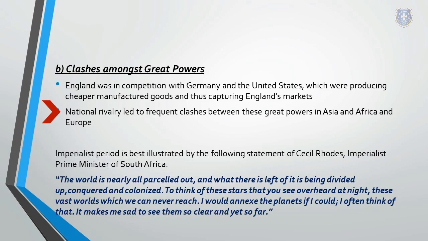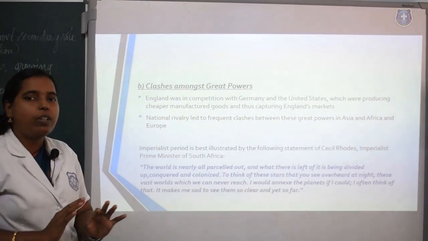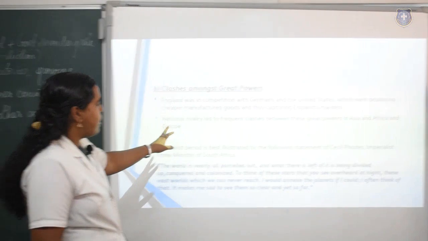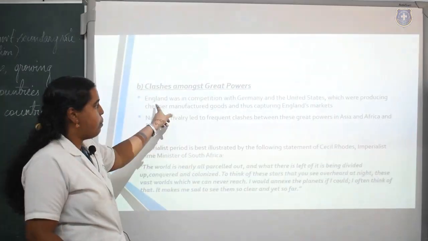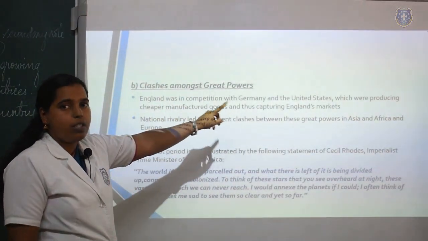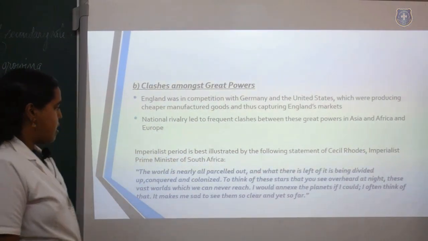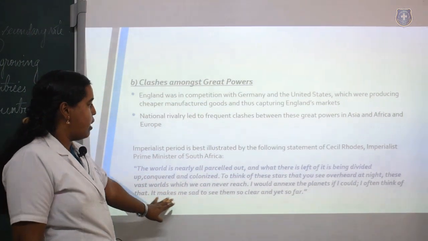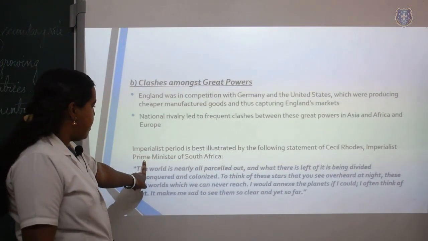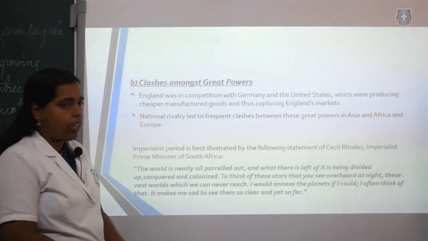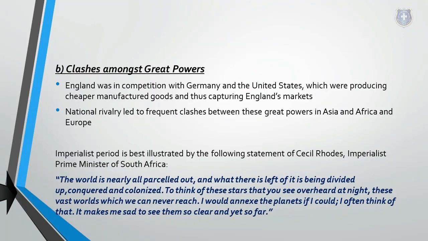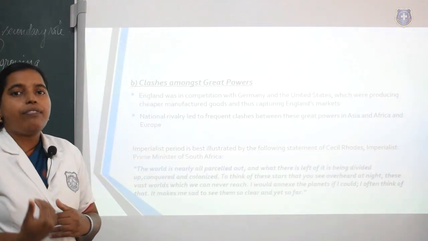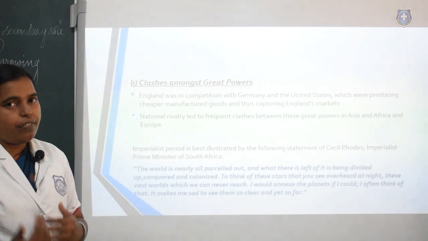So Asia and Africa were poorer countries, and these people were really under national rivalry because of these dominating countries. The next thing, we can see in the words of Cecil Rhodes, a great imperialist and prime minister of South Africa. He was saying, this world is nearly all parceled out, and what there is left of it is being divided. That is, he would have conquered and colonized even if there was a chance.